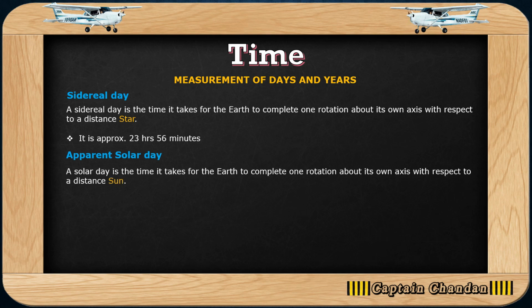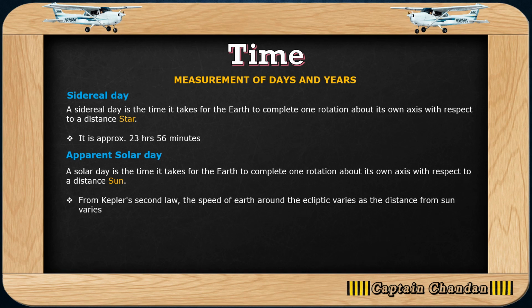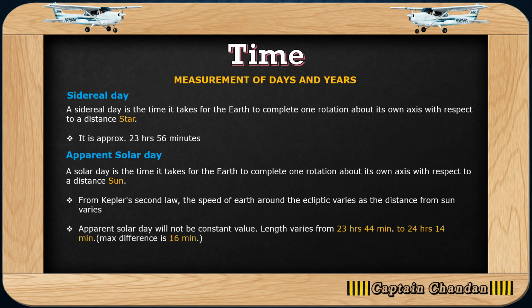Apparent solar day. A solar day is the time it takes for the Earth to complete one rotation about its own axis with respect to the distance from the Sun. From Kepler's second law, the speed of Earth around the ellipse varies as the distance from the Sun varies. So the apparent solar day will not be a constant value. Length varies from 23 hours 44 minutes to 24 hours 14 minutes. Maximum difference is 16 minutes. Remember that one for the DGCA exam.